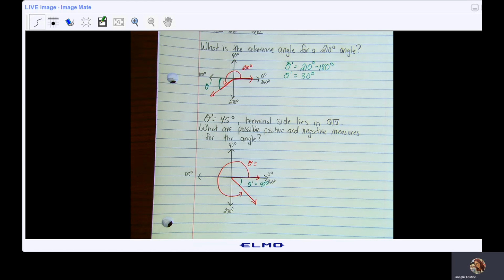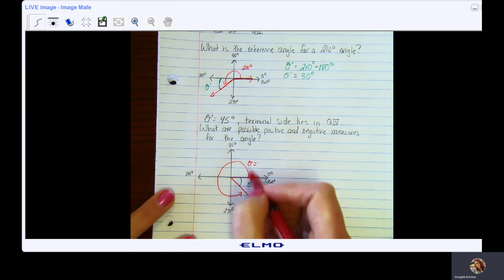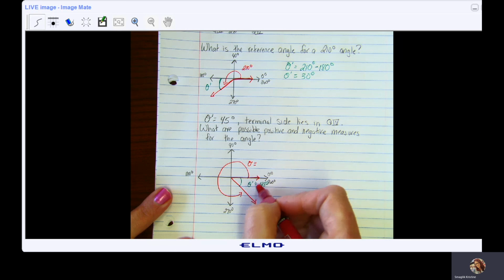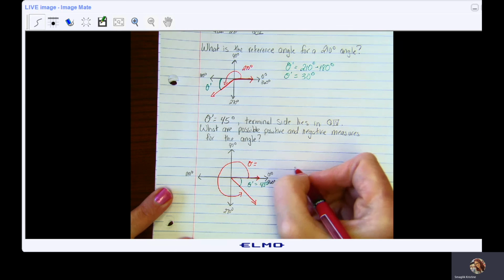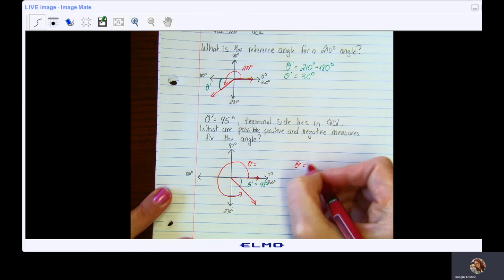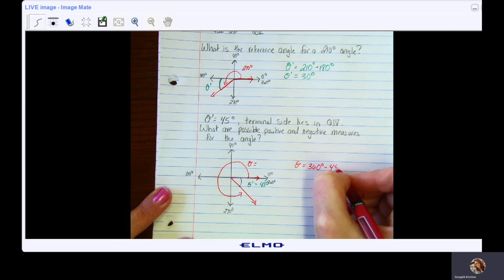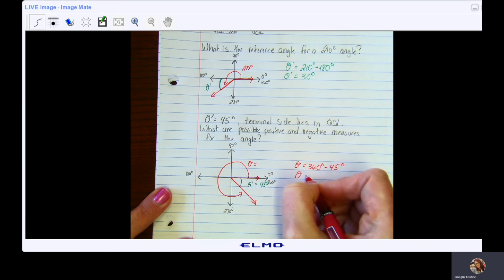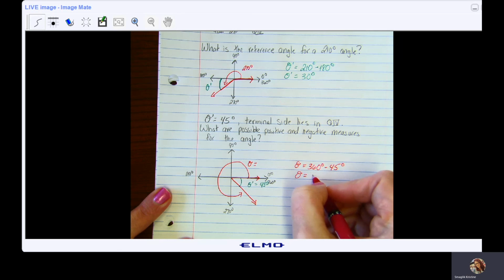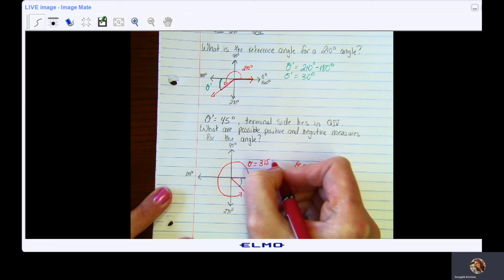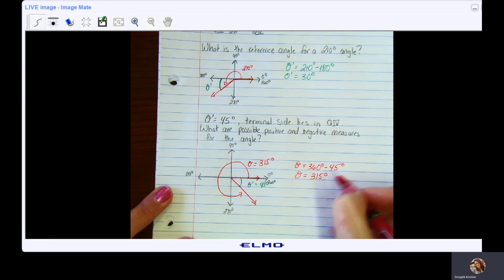So let's see what that equals. Well, if I would have gone a full rotation, that would have been 360, but I didn't go that far. I'm 45 degrees shy of reaching 360. So that means theta equals 360 degrees minus 45 degrees. So theta is 315 degrees. So this is my positive.